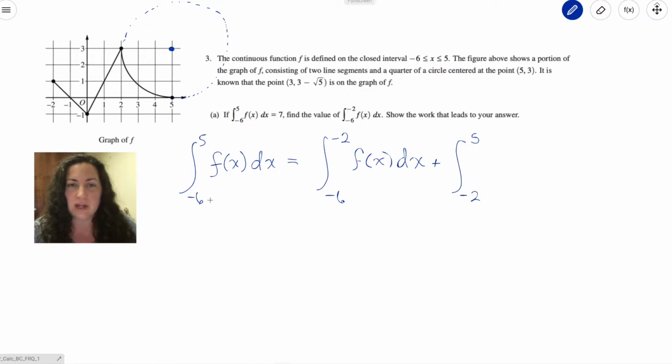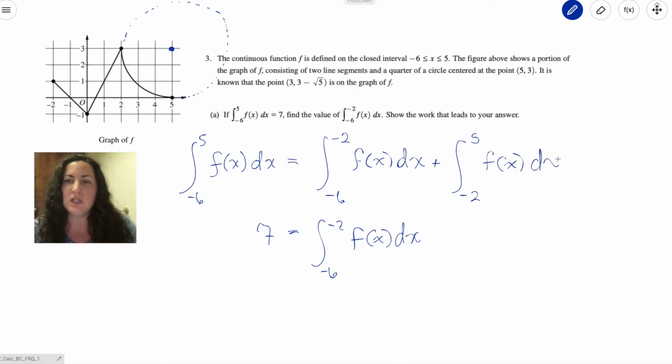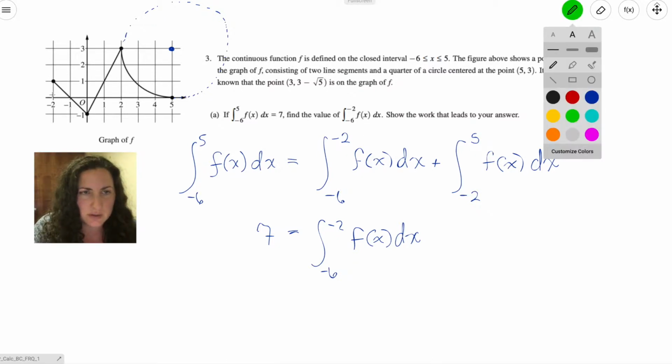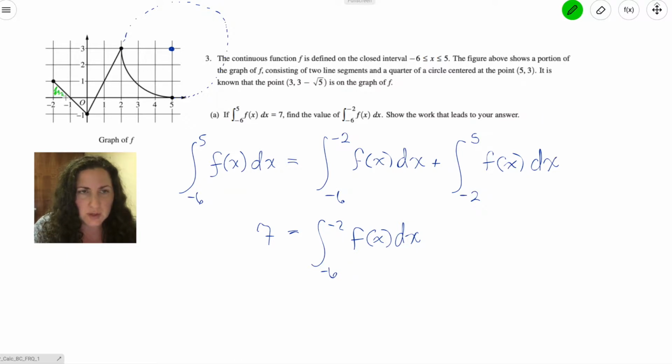And -6 to 5, they told us that's 7. So I'm going to write that. This is what we're trying to solve for. So we're going to need to use the graph to help us evaluate this integral here, the integral from -2 to 5. So a definite integral, of course, represents an area, the area between the curve and the x-axis. So I'm going to go ahead and color in what those areas are.